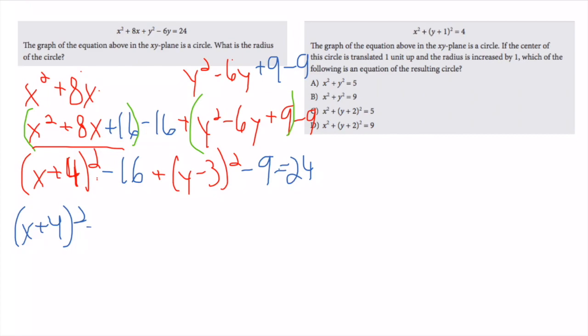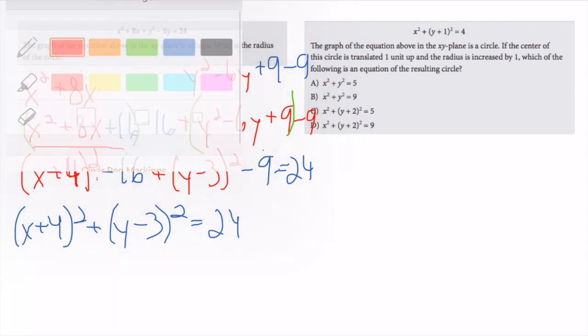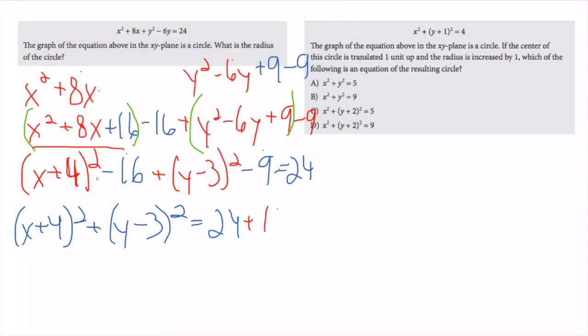So x plus 4 squared plus y minus 3 squared. Now I'm going to move the 16 and the 9 over. So I'm at 24. I've got to do plus 16 plus 9. So this equals 49.